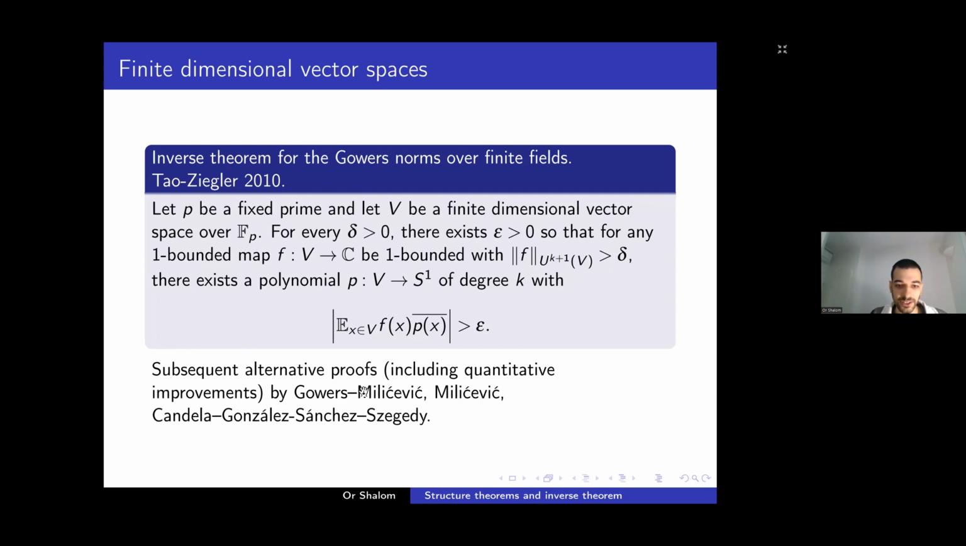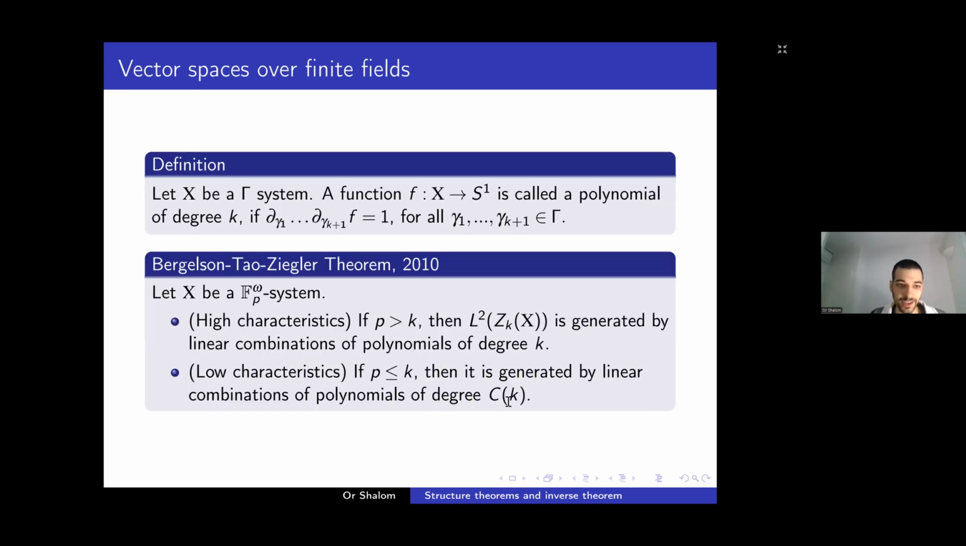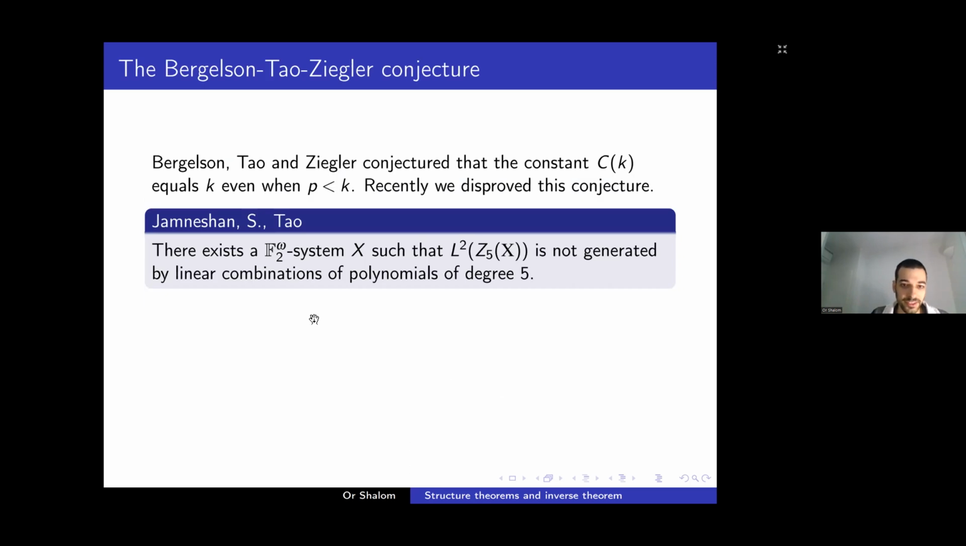But because of this result, it was very natural to conjecture that the constant ck here must also be k, because this is what we see in the finitary world. And somehow we guess that they should talk to each other. And for a lot of time, people really thought that it obviously should be k, but we proved otherwise. So the first result I would like to tell you is that we have disproved this conjecture.